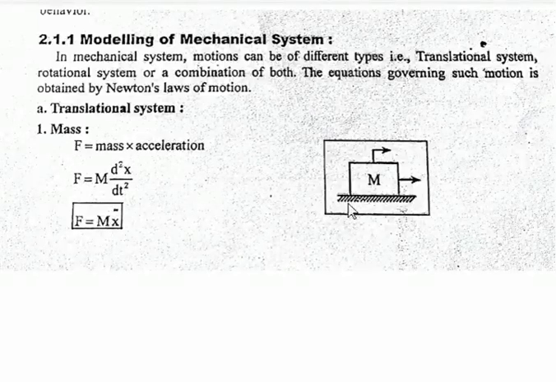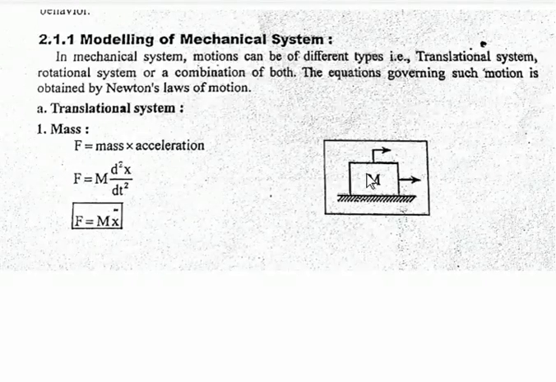This shows the mass. As I already told you, in the mechanical system we have three elements. What are those elements? One is mass, another is spring, another is damping. These three elements or components are considered in the modeling of mechanical systems. First, in the translation system, we can take the mass. This is the representation of mass.